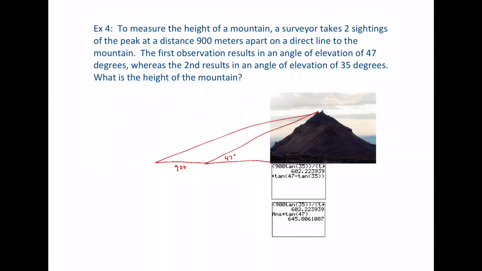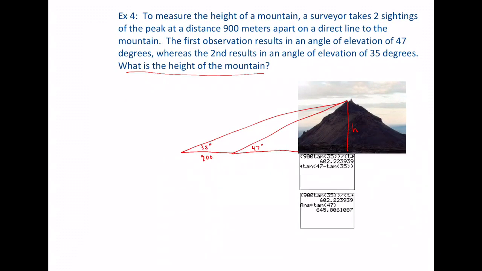And the second one is 35 degrees. So they walked 900 meters away. First observation 47 degrees, second one 35, and we're looking for the height of the mountain. So right here we'll represent that as the height of the mountain. Okay, so how do we put all of this together here?